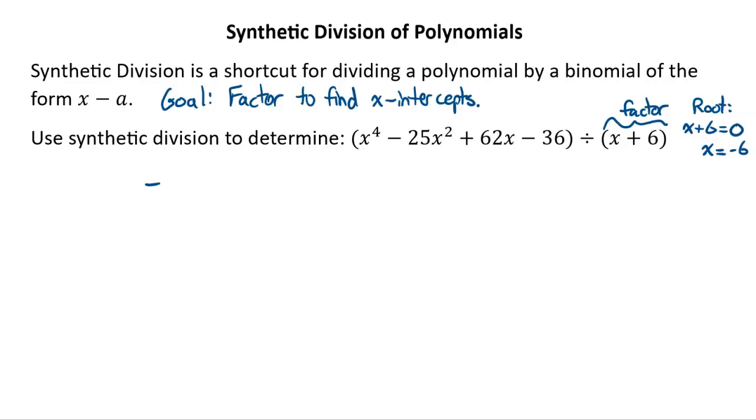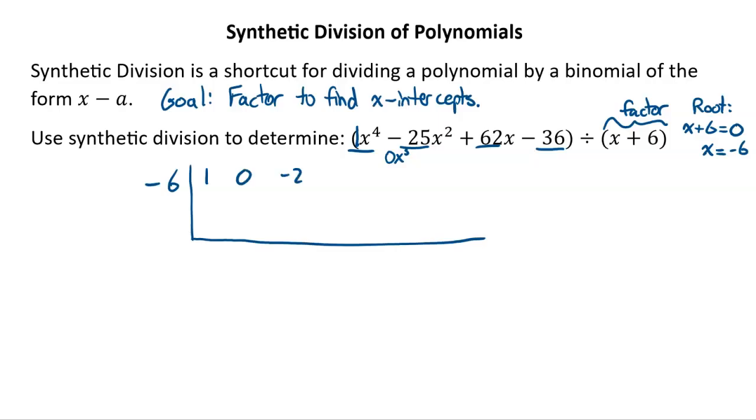So what we can do from that is we can go ahead and take a negative 6 and write it out front. And then we're going to write this box, if you will, one side of the box and then the bottom of the box. And then we're going to write all the coefficients of the high degree polynomial in the first row beside that. So 1, 0 with the x cubed term that's not shown there, negative 25, 62, and negative 36.